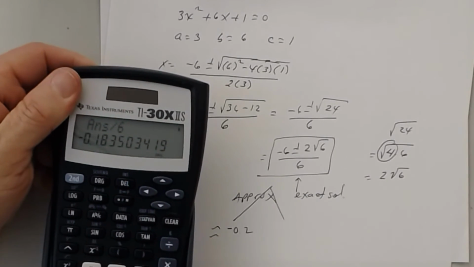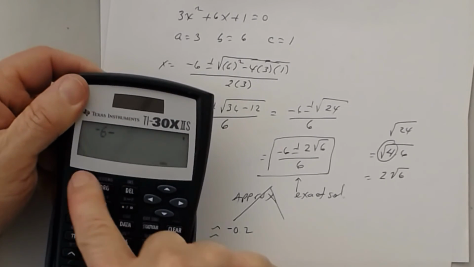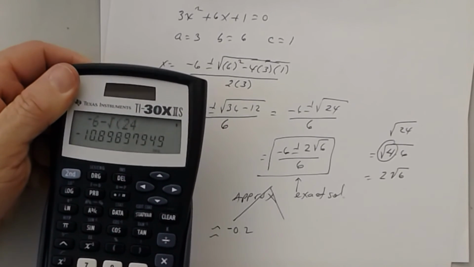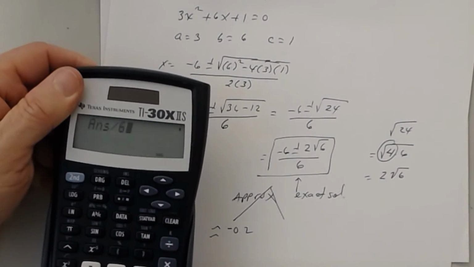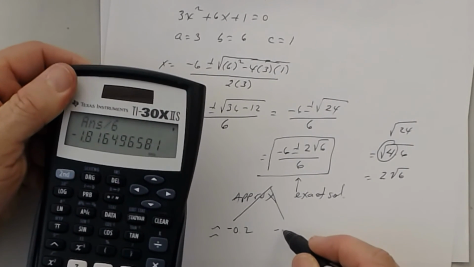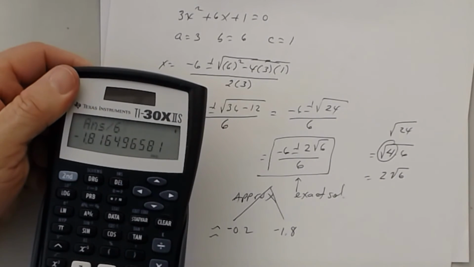Now I'm going to go ahead and use this one instead. So the next one would be negative 6 minus the square root of 24. Press equal. And then divide by 6. Press equal. And the other one is negative 1.8. Okay.